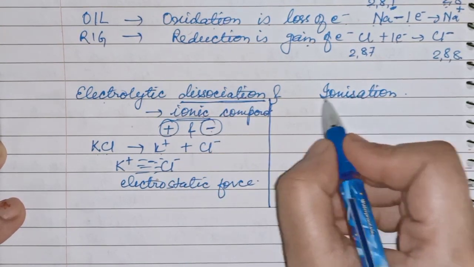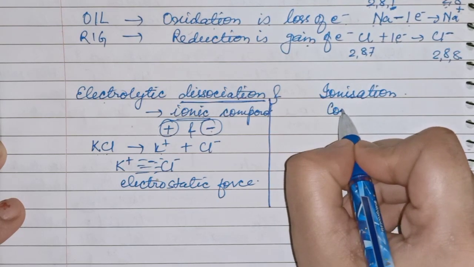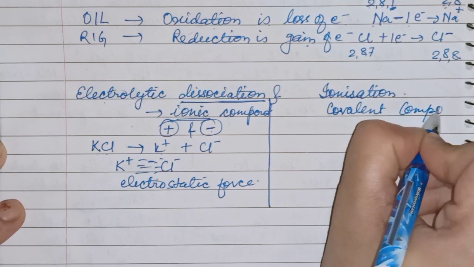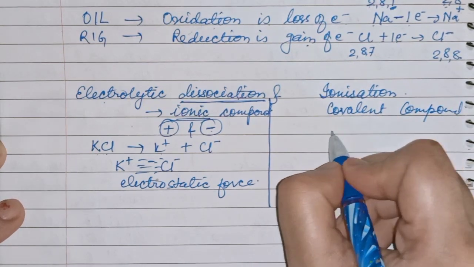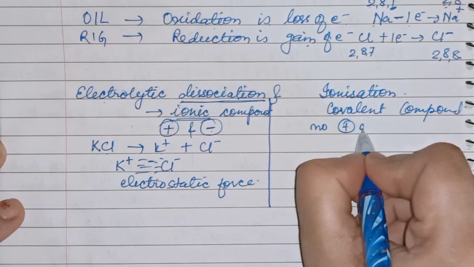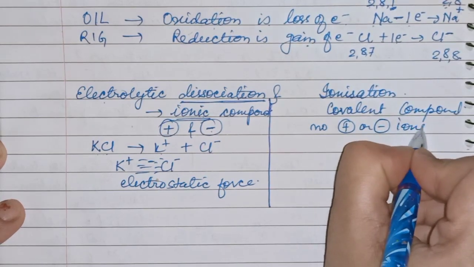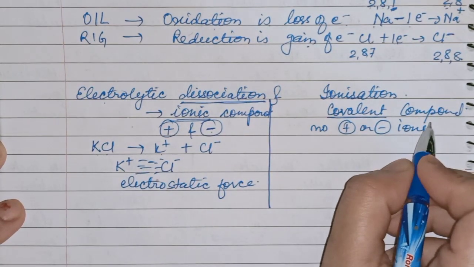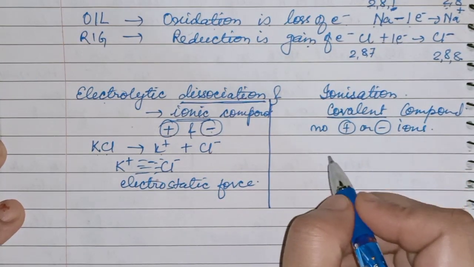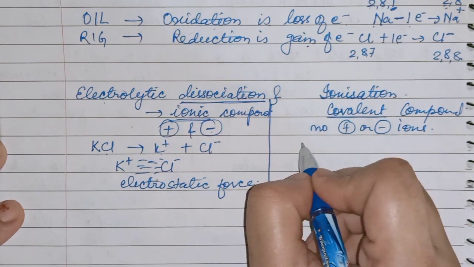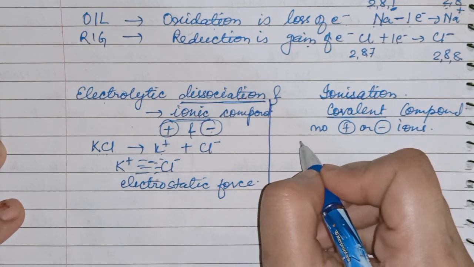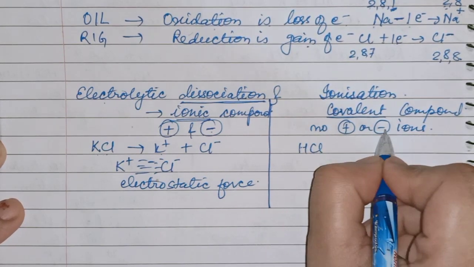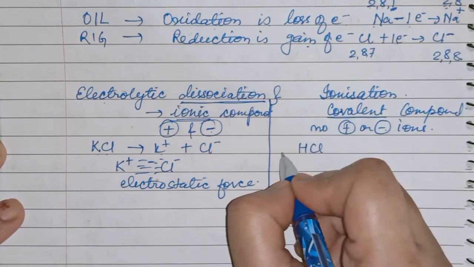And ionization is for covalent compounds. Covalent compound means no positive or negative ions are present, because of the covalent bond. You have to create or form positive and negative ions. Let's take one example, HCl. In HCl, no plus and minus ions are present. It is a covalent compound.